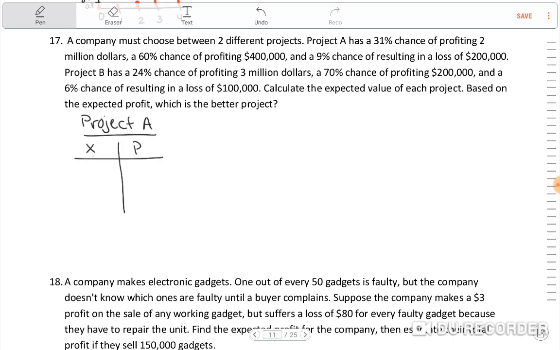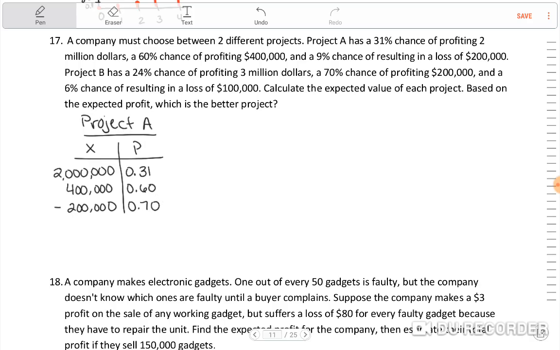So let's see. It says the value for Project A is a 31% chance of profiting $2 million. So 2 million, it's a 2 with 6 zeros, and 31%, so 0.31. Then it says 60% chance of profiting $400,000. So 400,000, and that's a 60% chance. And then it says 9% chance of resulting in a loss. So negative 200,000. And that's 70%. So 0.70.